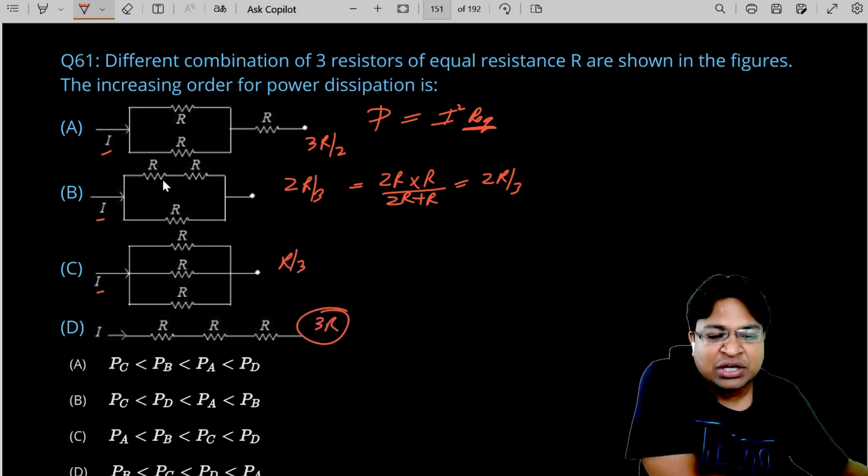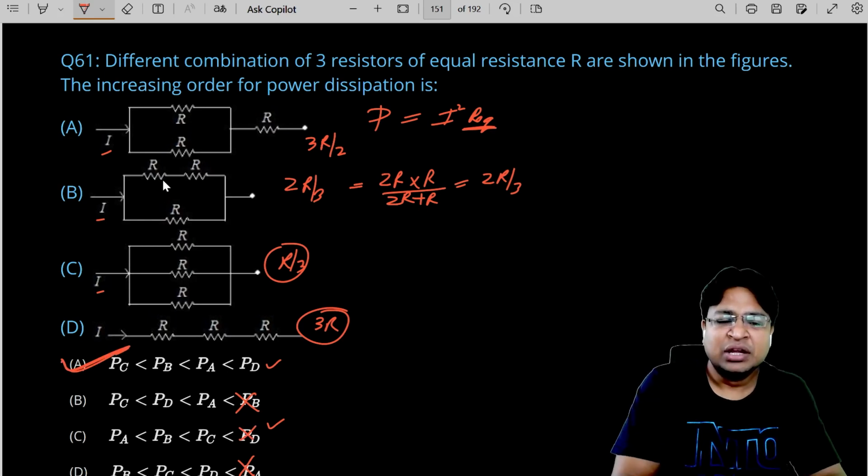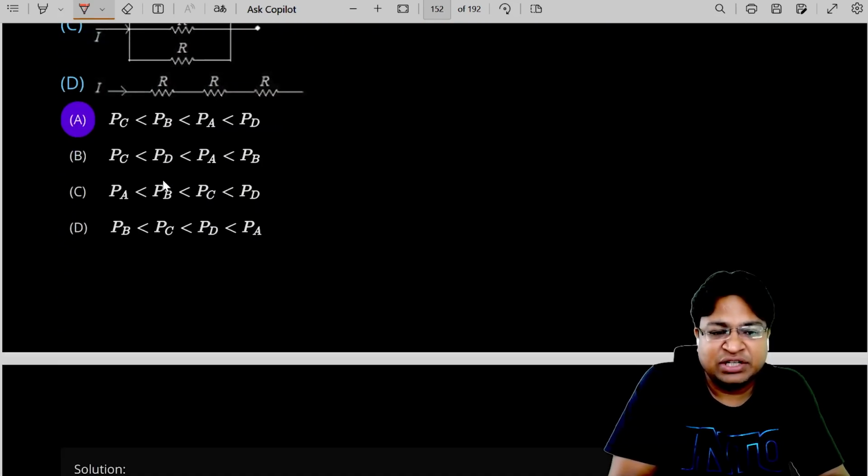So this is maximum, and D should come last. D is not coming here, so I have to choose between A and C. R by 3 is the minimum, so C should come at the start. Between these two options, C comes at the start, so option A is the correct one and all the other 3 are wrong. This is how you can finish this question very, very quickly.